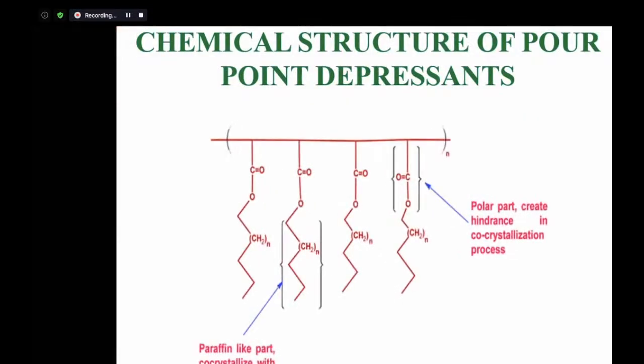So when we talk about the chemical structure of pour point depressants, there are two parts. If you could see, there is a non-polar and a polar entity. The paraffin-like or non-polar part, which consists of a carbon chain, co-crystallizes with the wax crystals. And the polar part hinders the co-crystallization process. What did we understand? In the chemical structure of the pour point depressants, there are two parts. One is non-polar, which co-crystallizes with the wax crystal, and a polar part which creates hindrance. Let's see how.